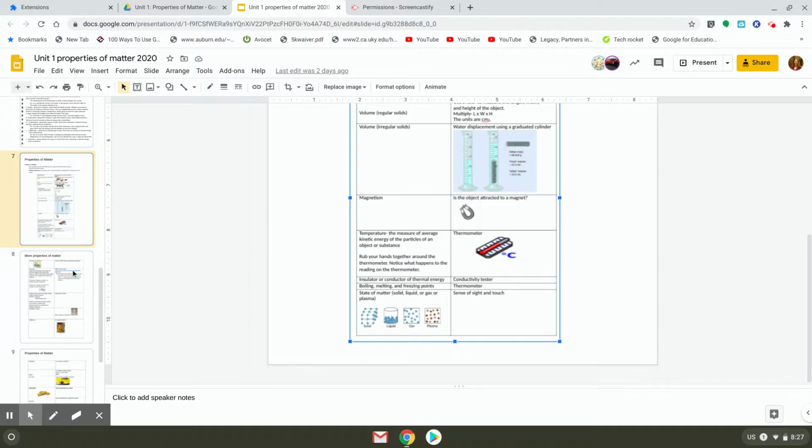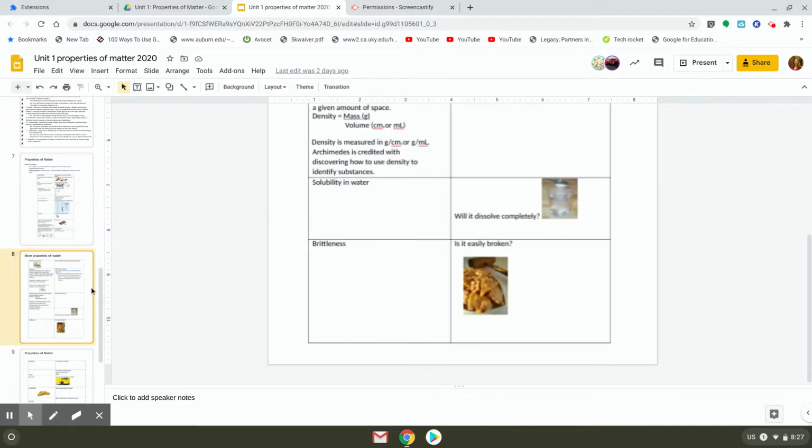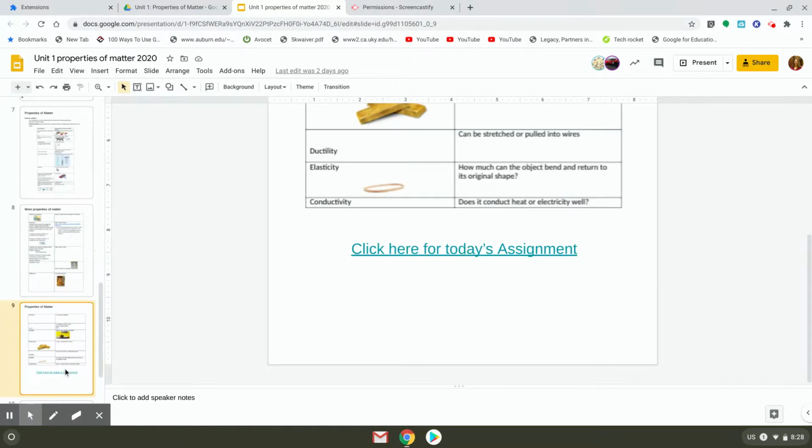You also have simple things like color, smell, taste. Density, mass, and volume are all physical properties that you need to be familiar with.